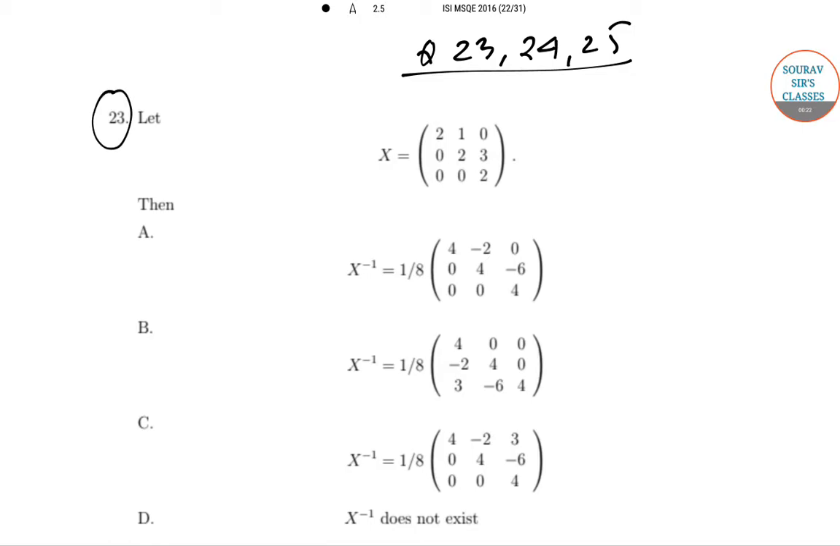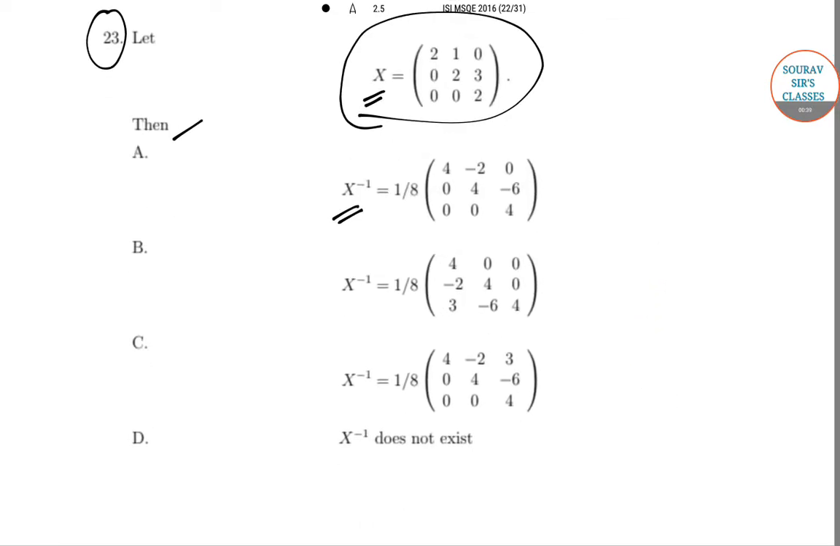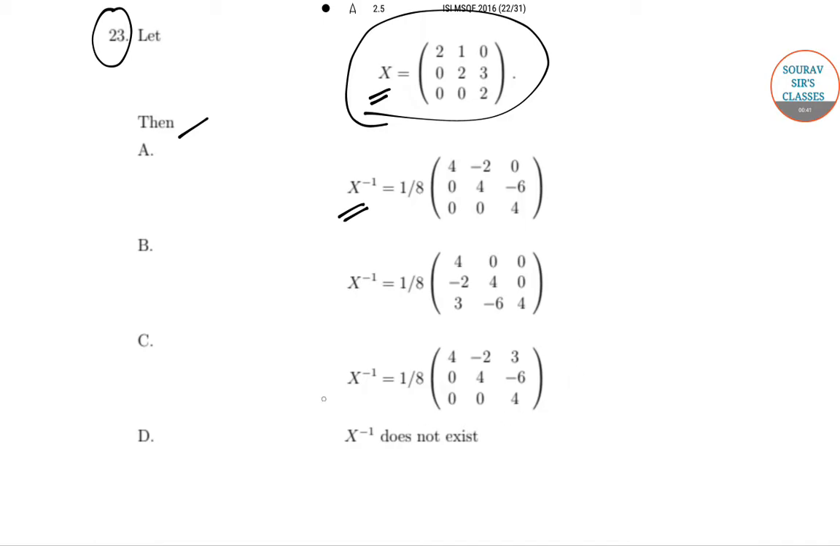In question number 23 it has been said that let X be the matrix 2, 1, 0, 0, 2, 3 and 0, 0, 2. This is the matrix that we are given. In that case, we have to find out the value of X inverse. There are three options given for X inverse, and in the fourth option it has been said that X inverse does not exist. We have to check out these four options.